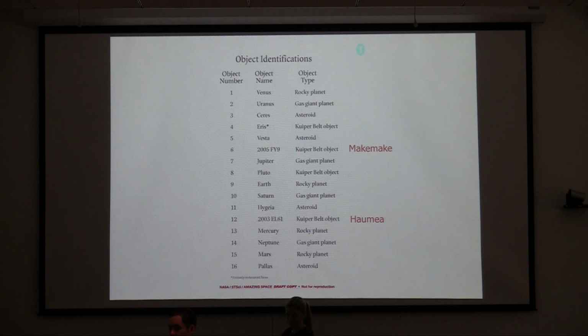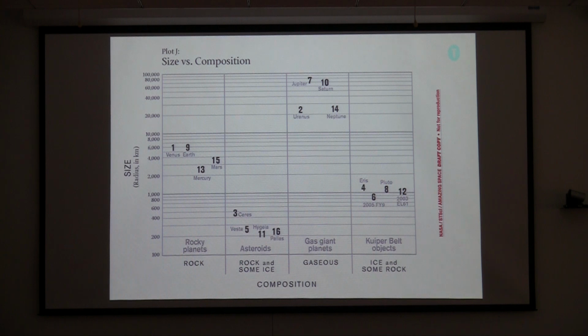the Kuiper Belt objects. How many of you have heard of Kuiper Belt objects before today? How many of you have not heard of Kuiper Belt objects before today? Good, you're going to learn a lot more about them in the next hour when I give my discussion. All right, those are the things. And next page, we've got the size versus composition with each of the objects called out, so you can figure out what your asteroids, rocky planets, Kuiper Belt objects are.